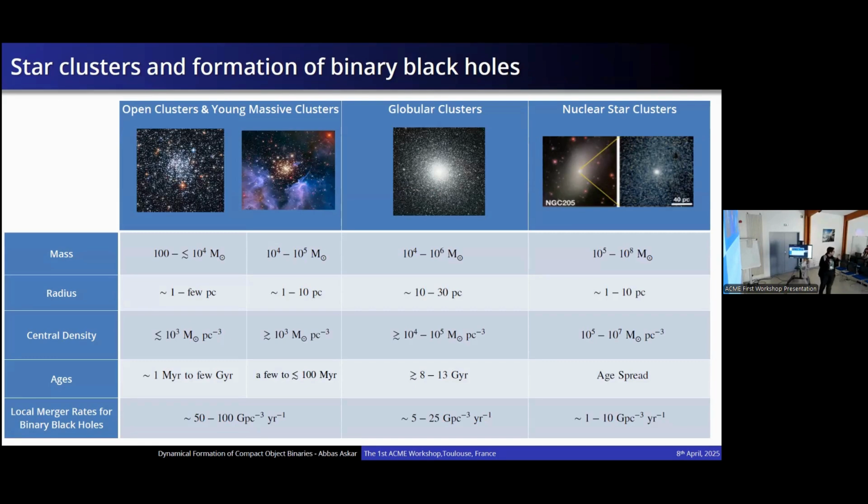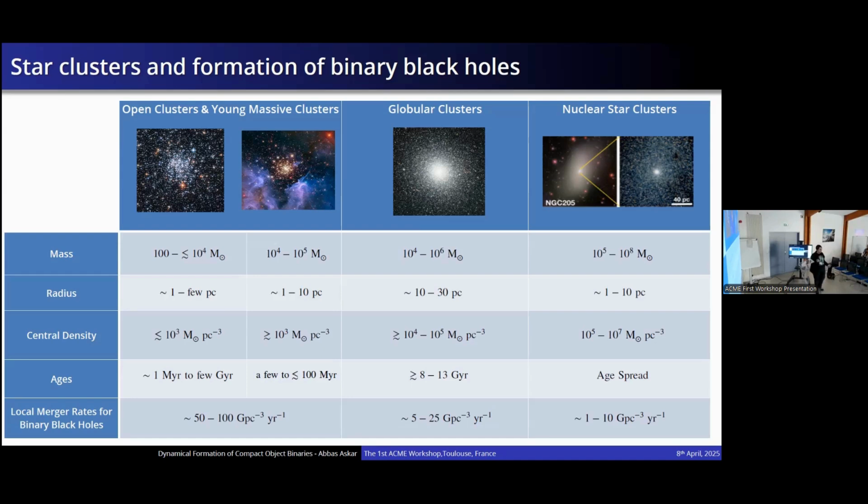Star clusters come in different shapes and sizes and ages. So you have open clusters and young massive clusters. These typically tend to be young. The young massive clusters are less than 100 million years. Open clusters can be a few million years to up to a few billion years old. Their masses range from a few hundred to up to 10^5 solar masses, and their radii are usually compact, with central densities ranging from 10^3 to 10^3 solar masses per cubic parsec and larger.